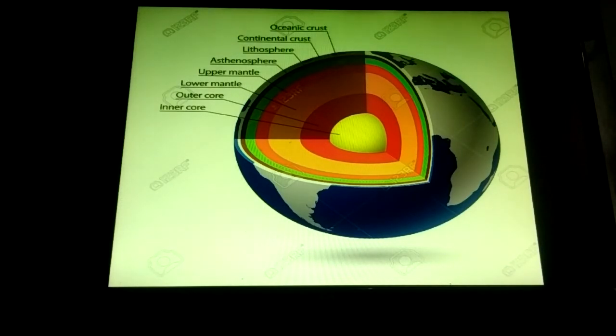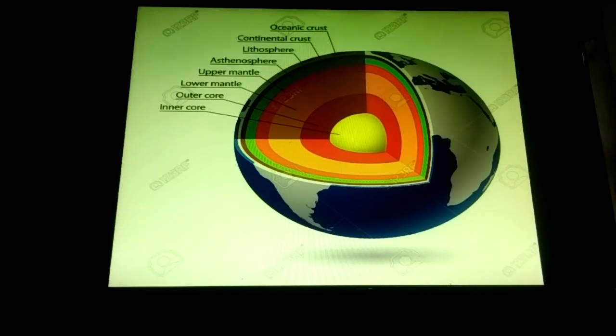The core is the innermost layer of the earth. The crust is the outermost layer of the earth, the mantle is the next layer beneath the crust, and the core is the innermost layer. It is also known as the barysphere.